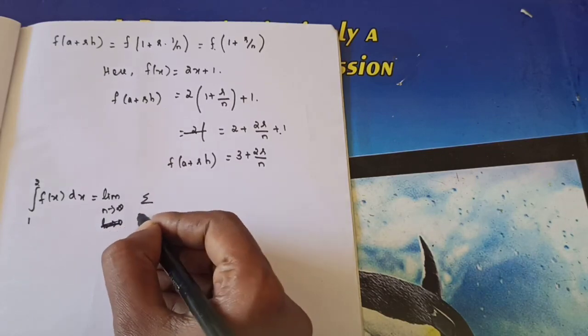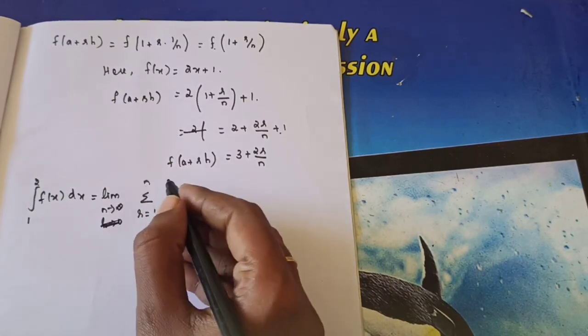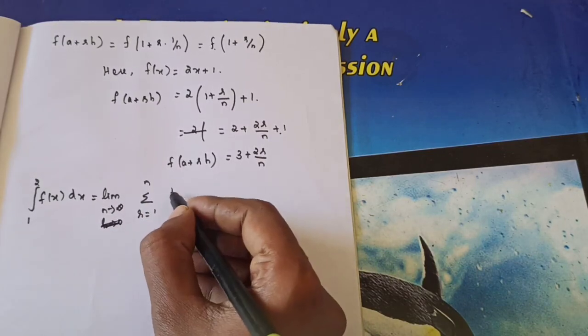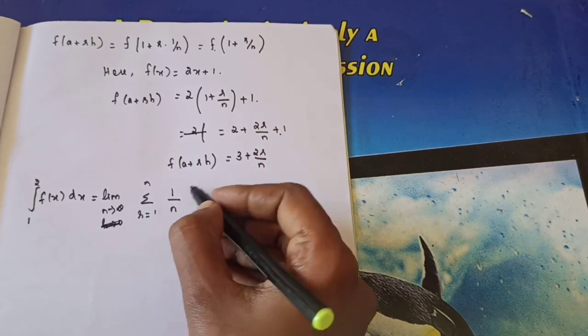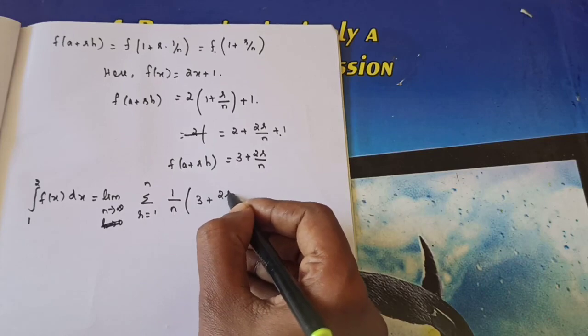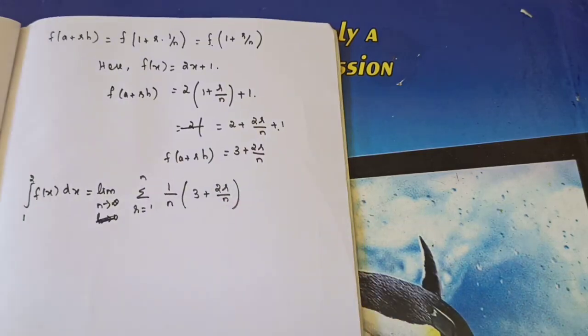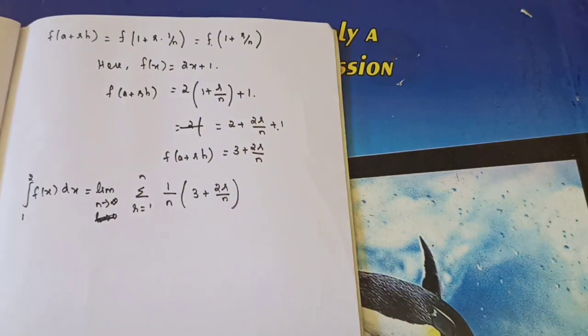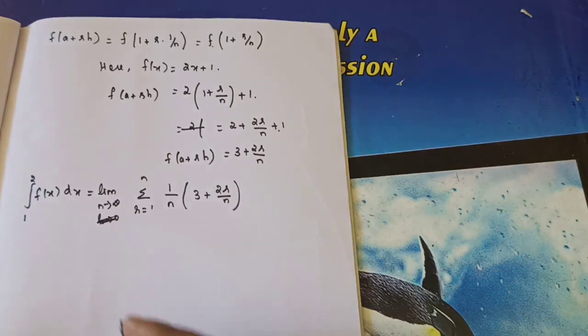So summation r equal to 1 to n. What's the h value? 1 by n into, what's the f of a plus rh value? 3 plus 2r by n. Understand? So I just substituted in the formula. So limit n tends to infinity, summation r equal to 1 to n, 1 by n into 3 plus 2r by n. Okay, so now we will simplify here.